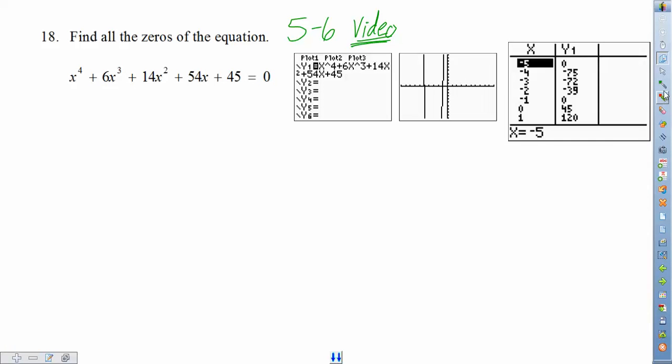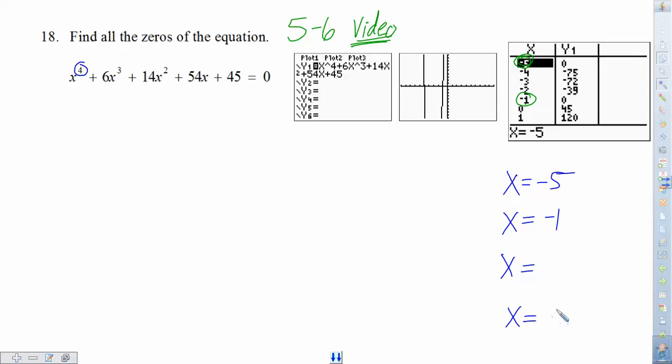Alright, so now that we found our 2 zeros of -5 and -1, let's write those 2 answers down. So x equals -5, x equals -1. Because of the fundamental theorem of algebra, there's 4 solutions here. We are too short. We got to come up with 2 more. Okay? How do we come up with those 2 more? Those 2 other ones that we come up with, we have to do our synthetic division.